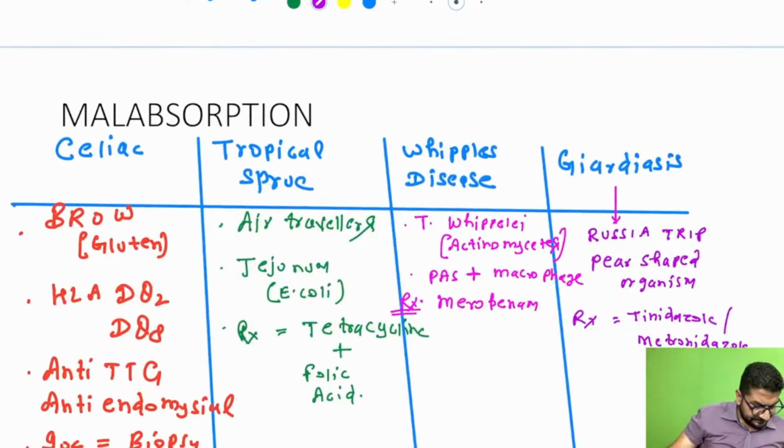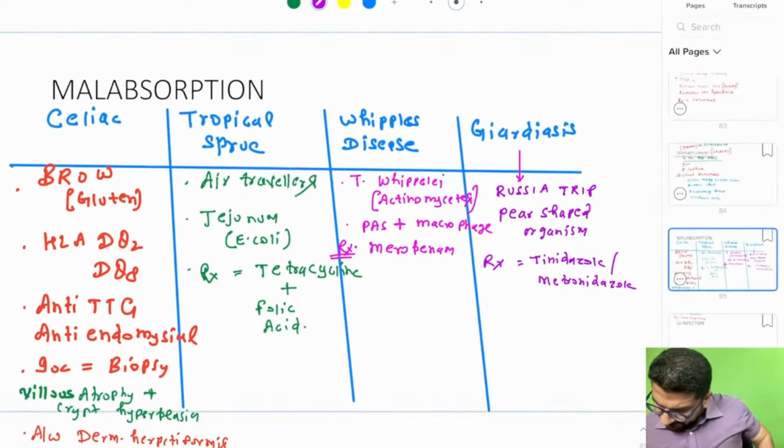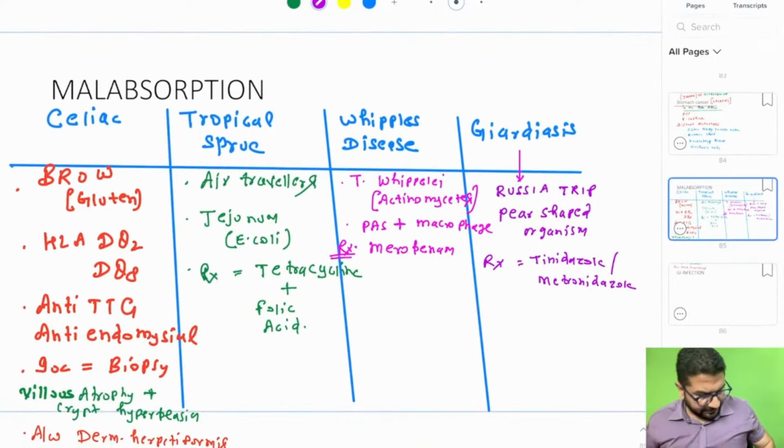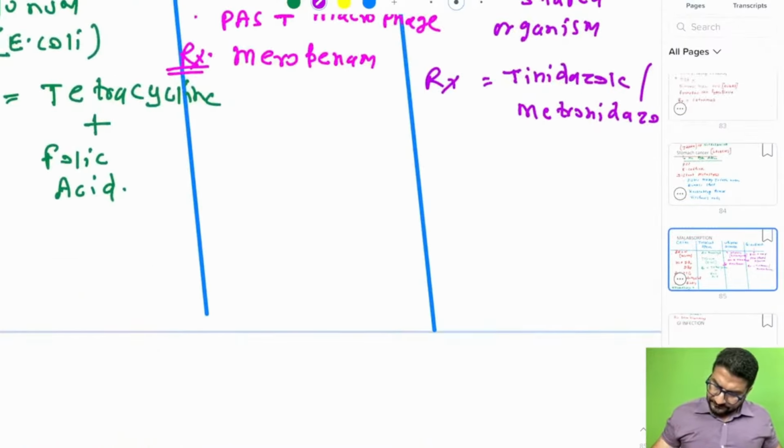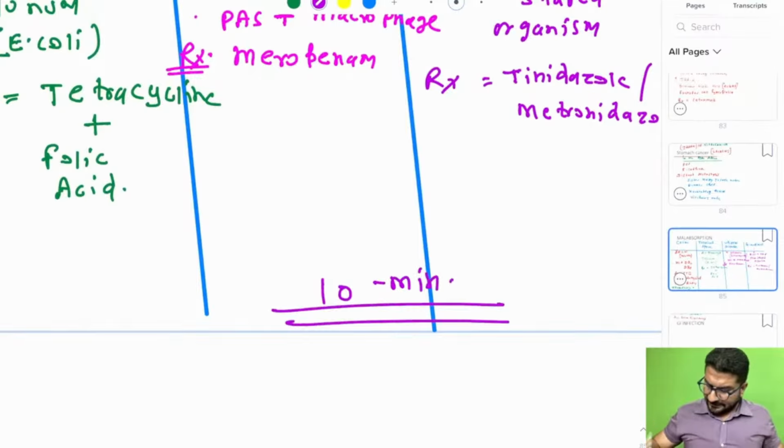Done? Am I clear? Yes. Okay, so this is about your malabsorption syndrome which you have to remember. Okay, take a short break of 10 minutes. उसके बाद start करते हैं. We will continue with GIT part and other systemic part, right? So we'll start at 17:25.